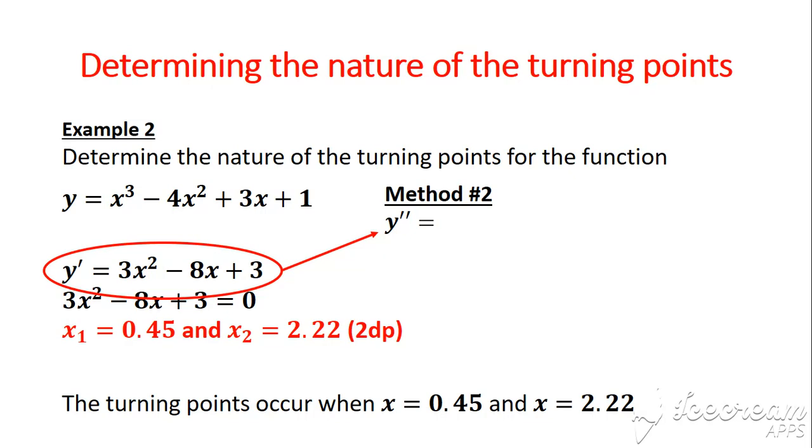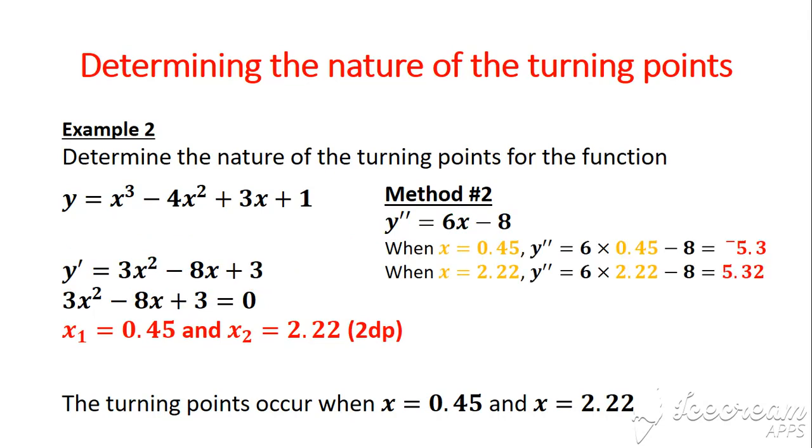So the 3x squared differentiates to 6x, the minus 8x differentiates to minus 8, and the plus 3 differentiates to 0. So this is our second derivative. Now we're going to take the two turning points, the one at 0.45 and the one at 2.22, and substitute those numbers into the second derivative, the y double dash rule.